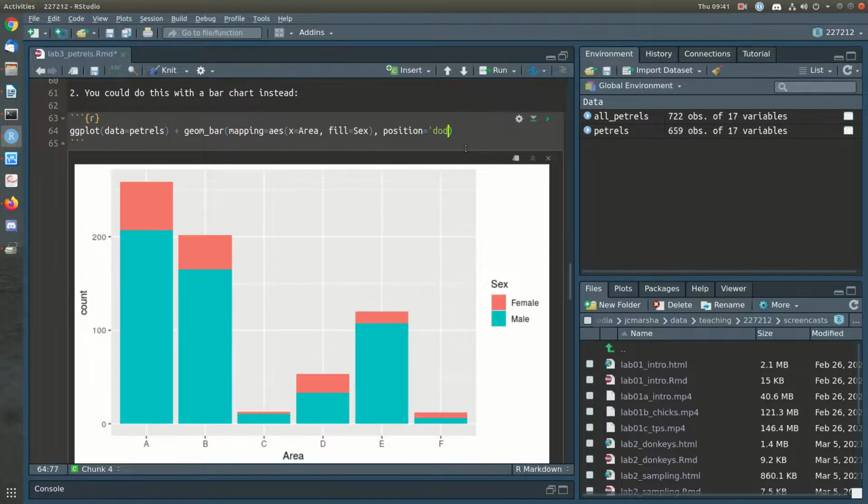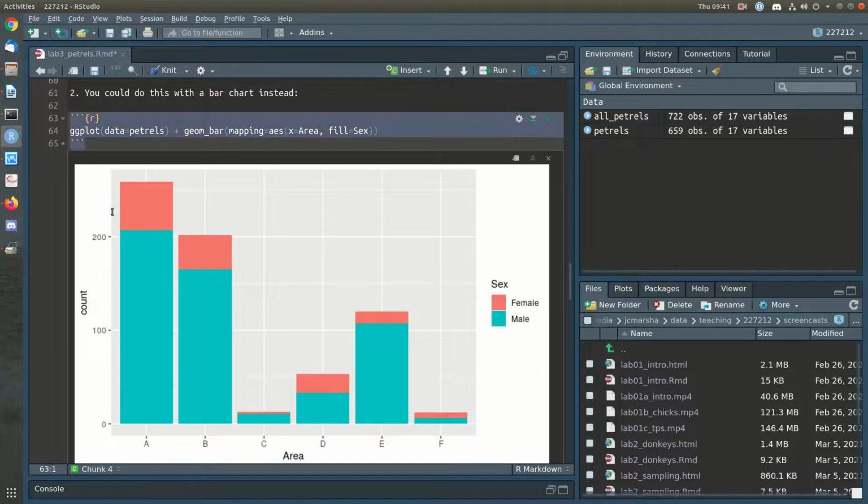It's a little bit hard to see the number to compare the number of females across groups. It's not too bad in this case because they're quite different, but if they were similar it would be hard to compare these, and that's because they're starting at a different baseline.